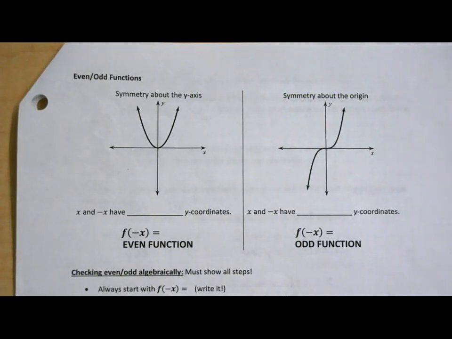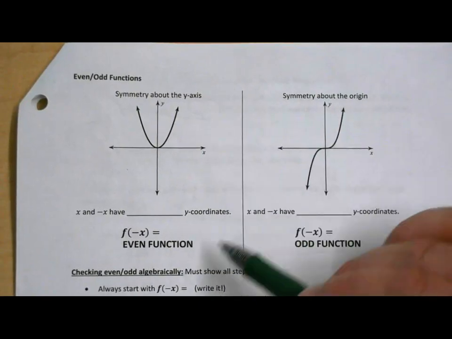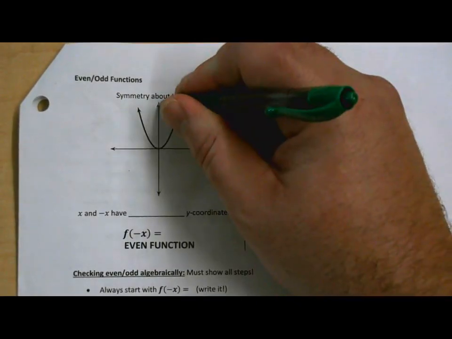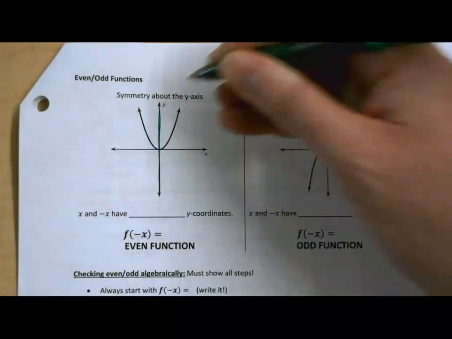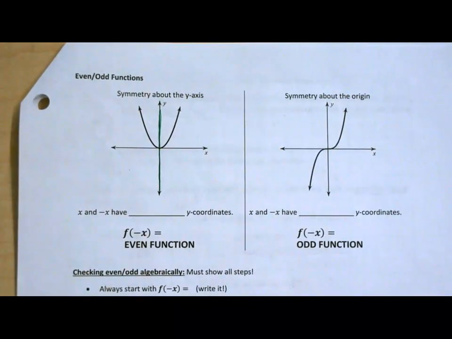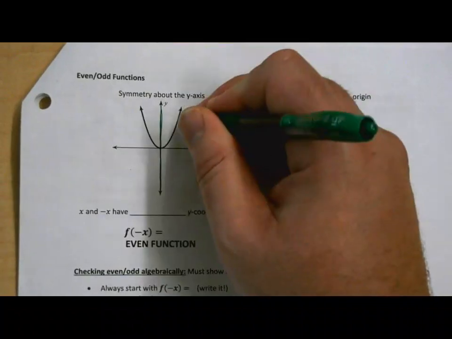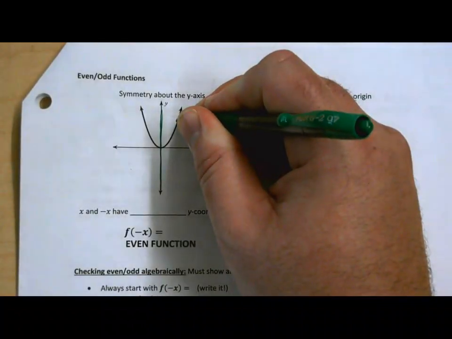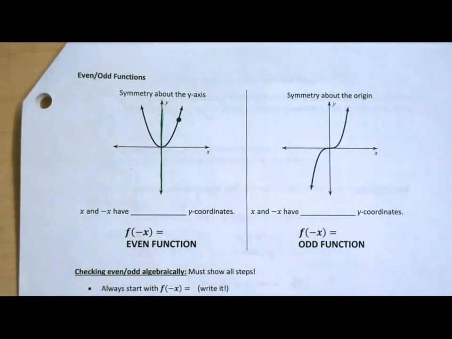All right, they have to do with symmetry about the y-axis or about the origin. So an even function is going to have symmetry about the y-axis. And what does that mean? That means if I pick out a point over here, go ahead and highlight a point over here.